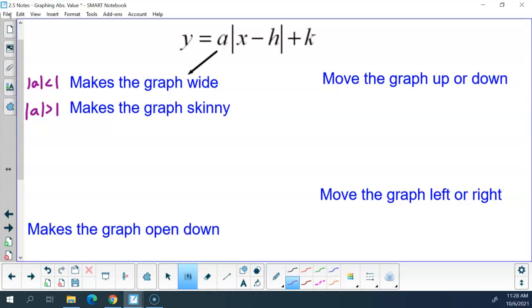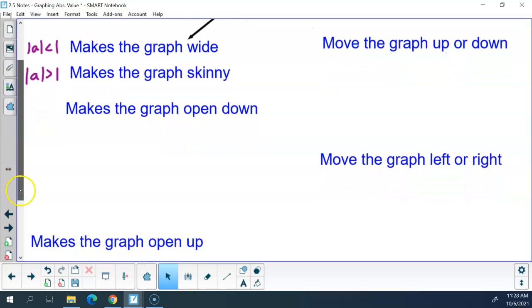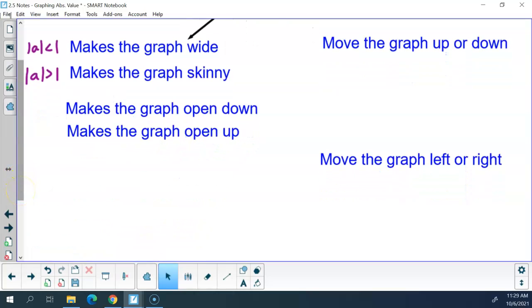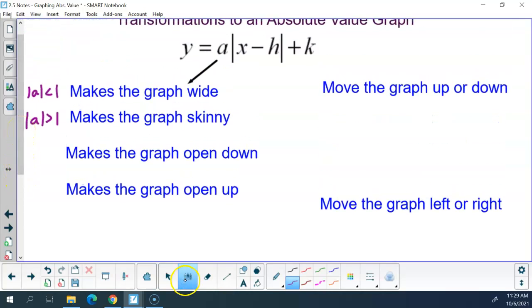A is also going to tell you if the graph opens up or if it opens down. So if A is negative, it's going to open down. It's going to be a mountaintop. If A is positive, that's going to make it open up. It's going to be a V.